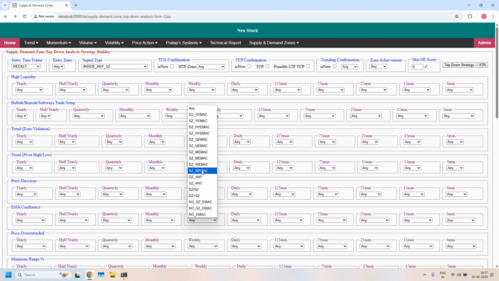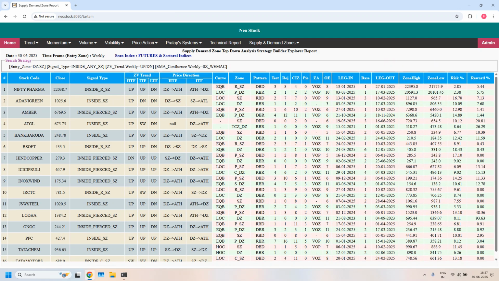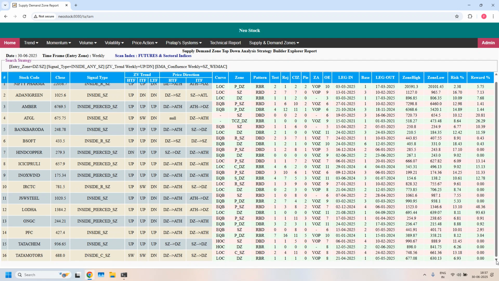Weekly supply zone with weekly EMA, and also trend on the weekly should not be sideways. Can be up or down. Now the list has come down to 16 stocks. First 15 stocks in the list. Scrolling the list down. So total 16 stocks are filtered. This is about weekly time frame.